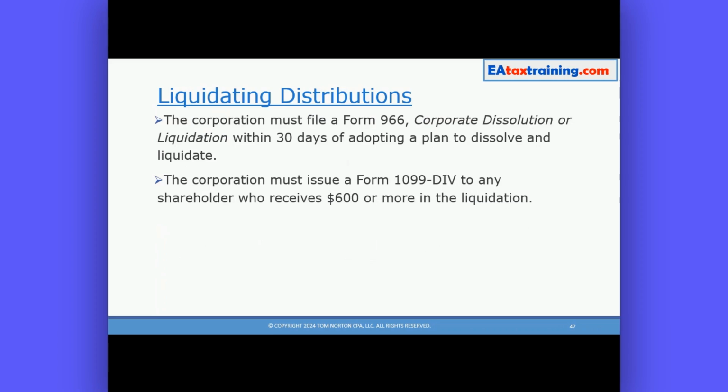If the corporation is doing a liquidating distribution, they must file this Form 966 within 30 days of adopting a plan to dissolve and liquidate. And the corporation has to issue a Form 1099-DIV to any shareholder who receives $600 or more in the liquidation. So what the combination of these two things is doing is letting the IRS know that this corporation is liquidating. So now the IRS knows what's going on when these shareholders get these 1099-DIVs.